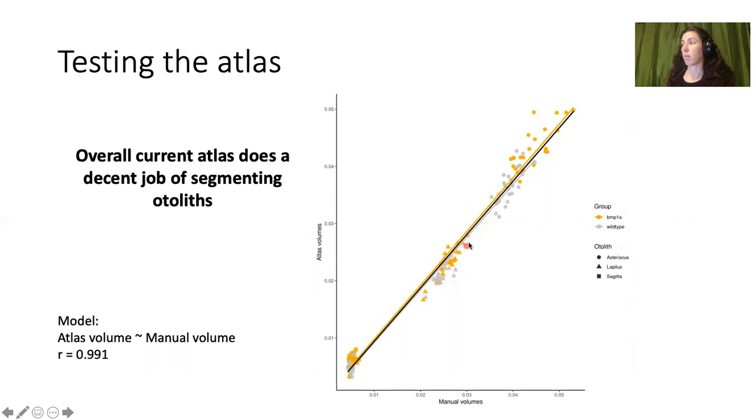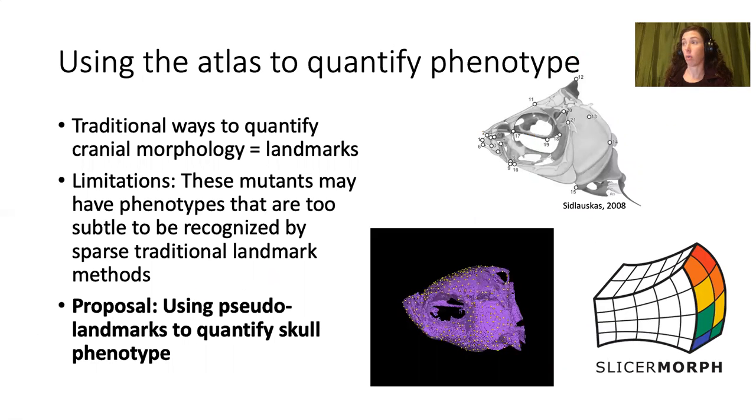Just to further point this out, the mutant fish are in orange and the wild type fish are in gray. We have three clusters of points here because there's three different otoliths that are different sizes. And we can see that overall we have this tight correlation, although the mutant fish do seem to have larger otoliths than the wild type fish, which is something that we've reported back to Ron. So now that we have a decent atlas, what we want to do is quantify the phenotype.